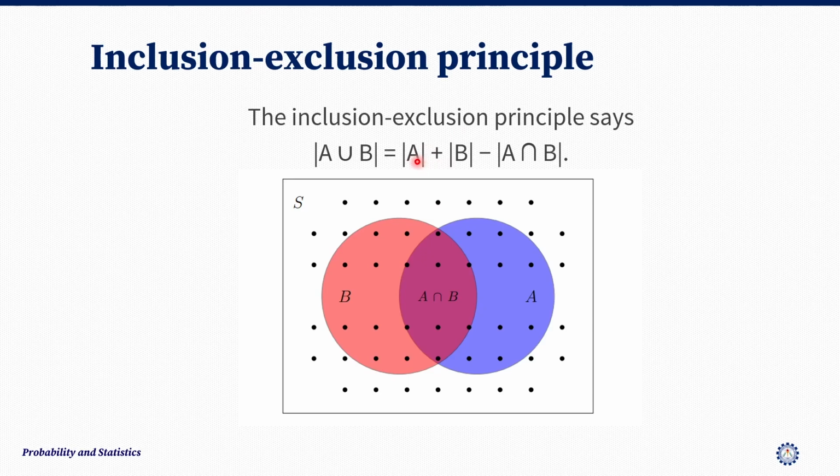However, if we follow this formula, we get the cardinality of A plus the cardinality of B. We count first the cardinality of A: 1, 2, 3, 4, 5, 6, 7, 8, 9, 10, 11, 12, 13, 14, 15, 16. So that's 16. The cardinality of B is also 16. So 16 plus 16, that is 32.